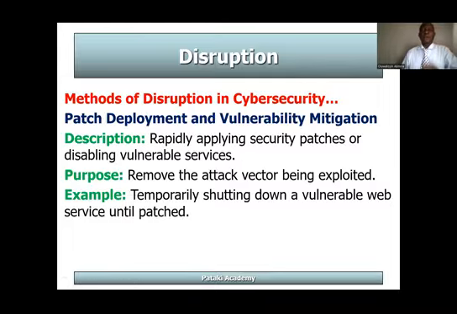Patch deployment and vulnerability mitigation: rapidly applying security patches or disabling vulnerable services. The purpose of this is to remove the attack vector being exploited. Example: temporarily shutting down a vulnerable web service until it is patched.